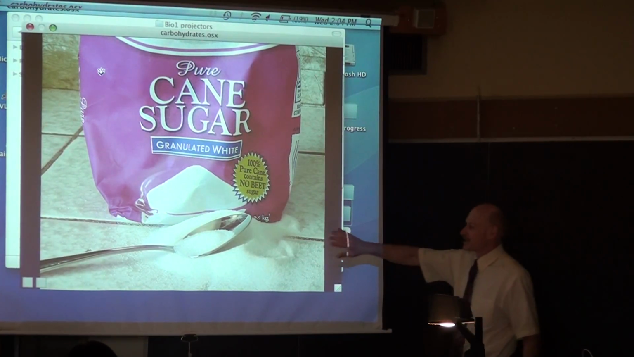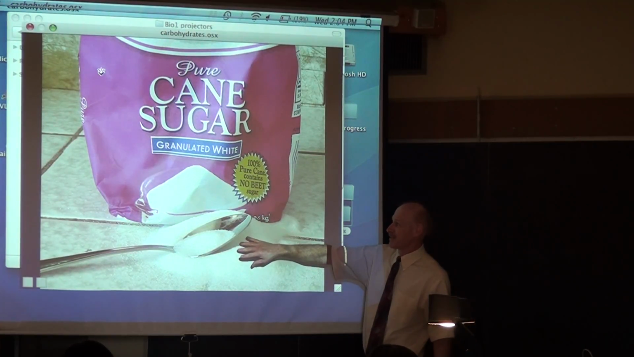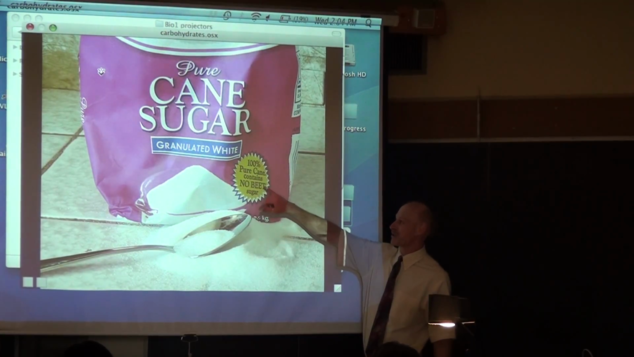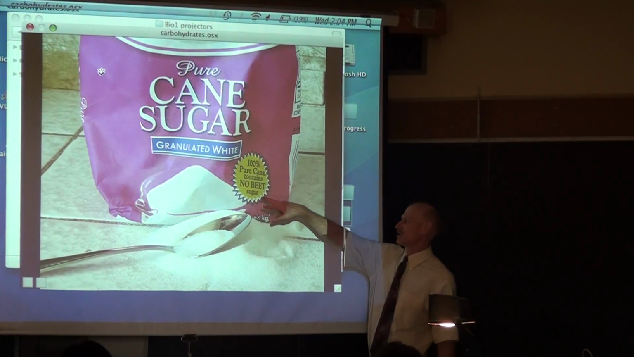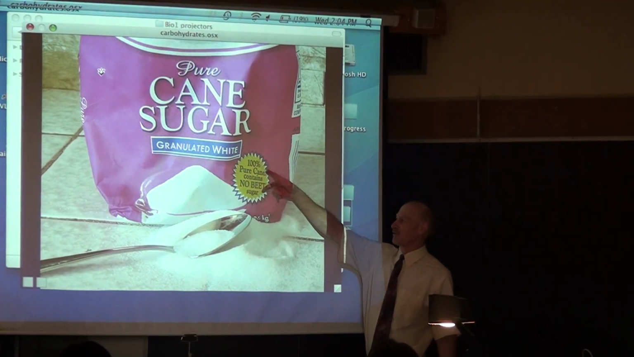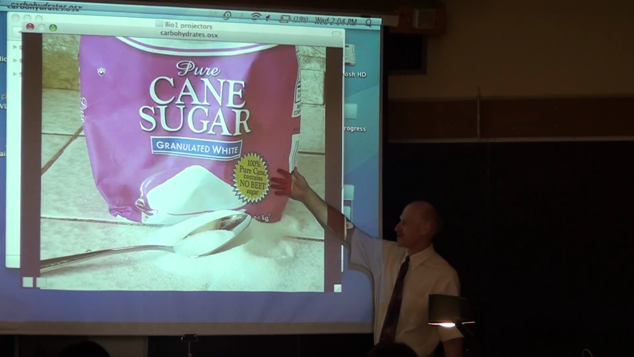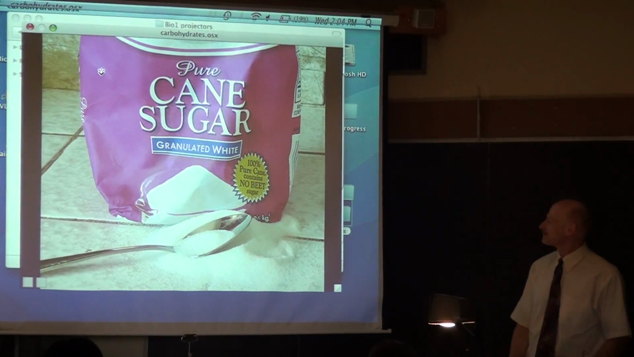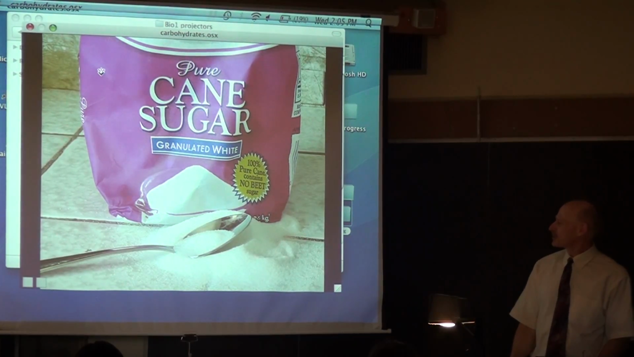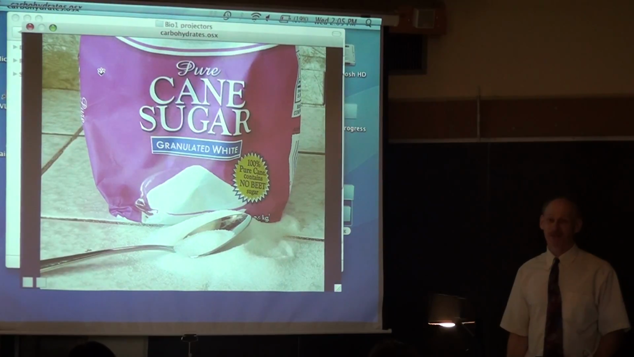So sugar is in the carbohydrate family. It comes from plants, mostly from sugarcane and sugar beets. And I always thought it was kind of funny, here they're trying to sell you this particular bag of sugar: 100% pure cane sugar does not contain any beet sugar. Well, it's the exact same molecule, so who cares whether it came from a sugar cane or a sugar beet? So sugar is one type of carbohydrate that we get from plants.